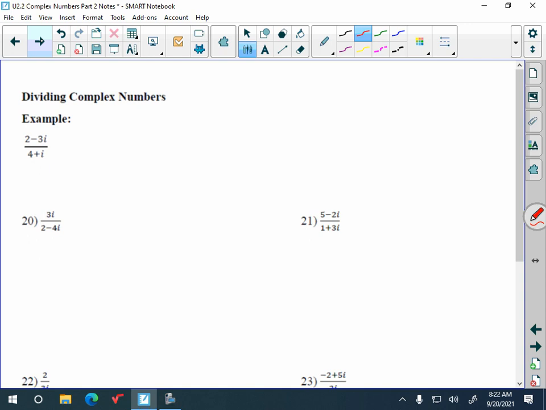So the conjugate of 4 plus i is going to be 4 minus i. So we're going to multiply top and bottom by 4 minus i. Now, it's going to help to put parentheses around all this stuff because you're double distributing the top and the bottom. And so if you put parentheses in there, it's just going to keep it a little bit more organized for you. All right, so multiplying the top. Okay, I'll do the top first. 2 times 4 is 8. 2 times negative i is negative 2i.